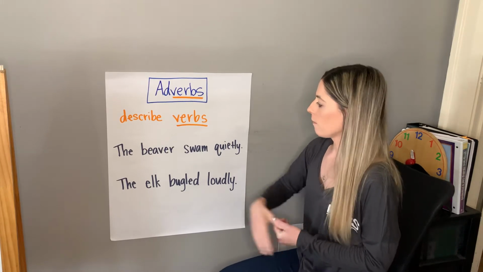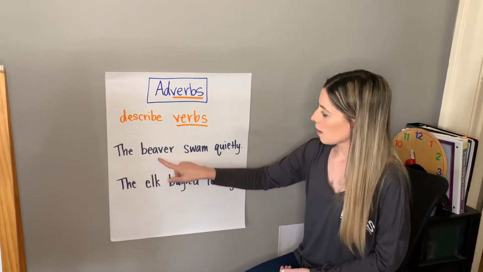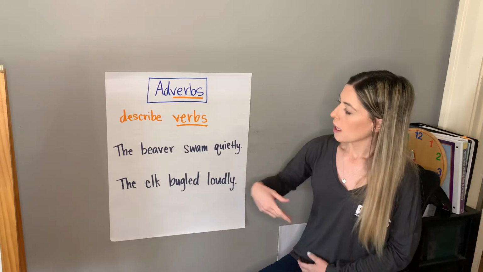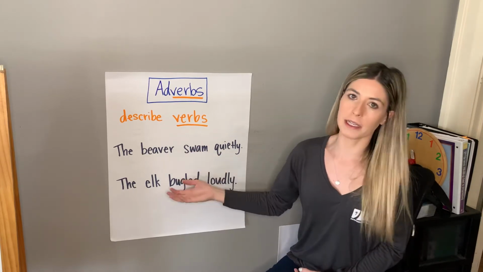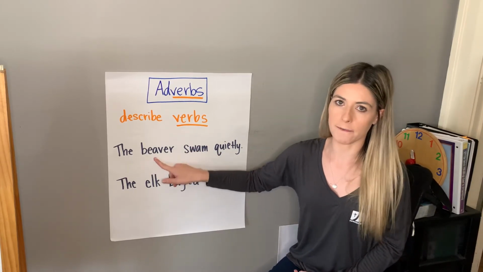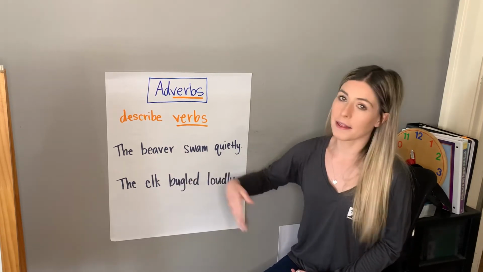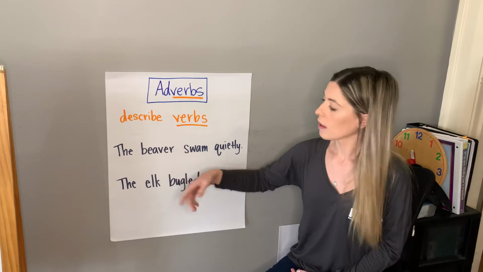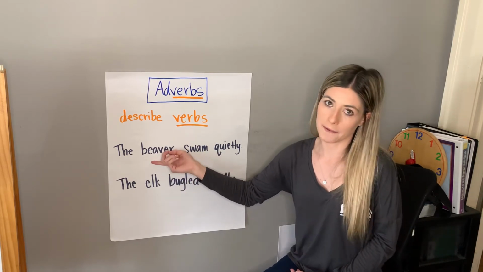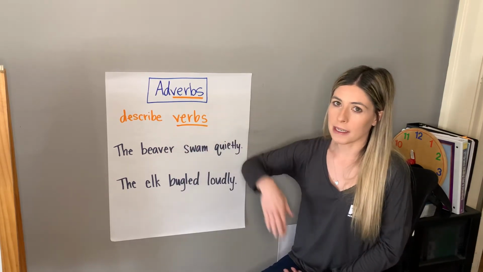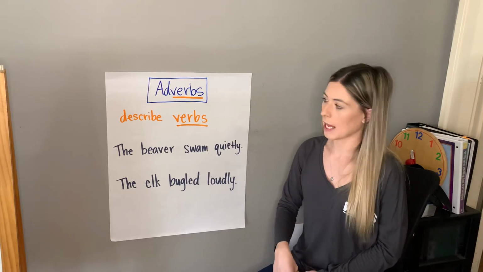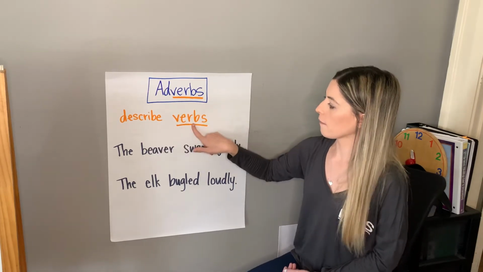So, for example, in this sentence, the beaver swam quietly. There's nothing really describing my noun. My noun is my beaver. My sentence is about the beaver. So I could have said the big brown beaver. Then that would be describing my beaver. But I'm actually looking for adverbs today. So adverbs describe the verbs.